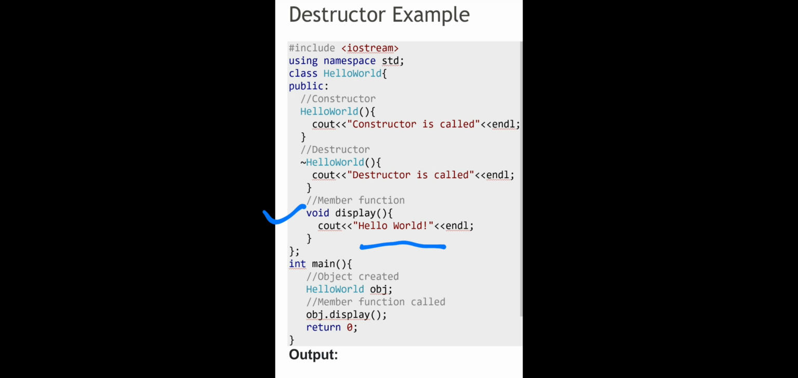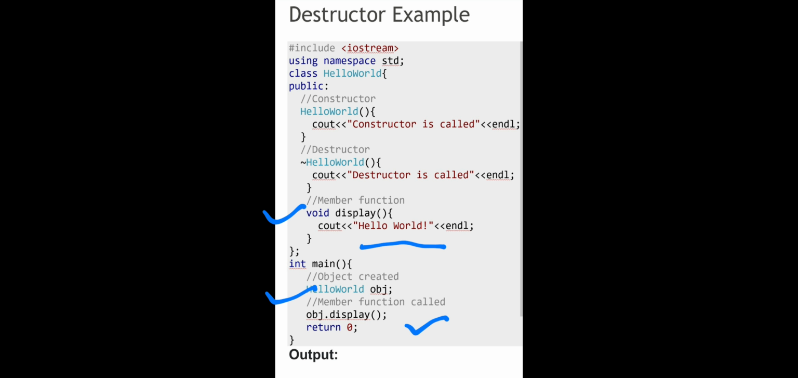Now in the main function, our class contains just 3 functions in the public section. There are no data members present in this class. In the main function, we create the object of the HelloWorld class. Here is that object, HelloWorld obj, and by using this obj, the obj.display function is called.